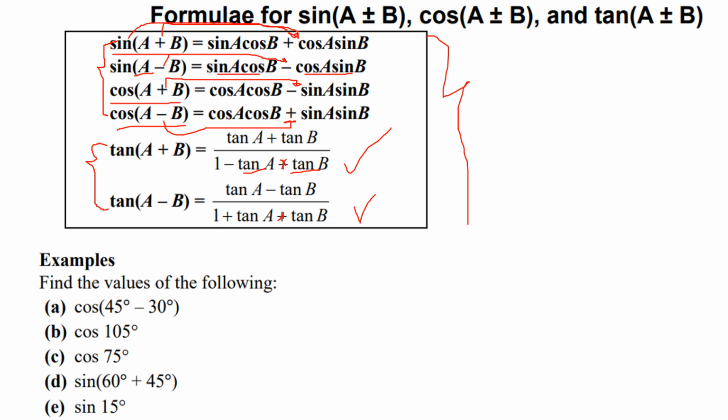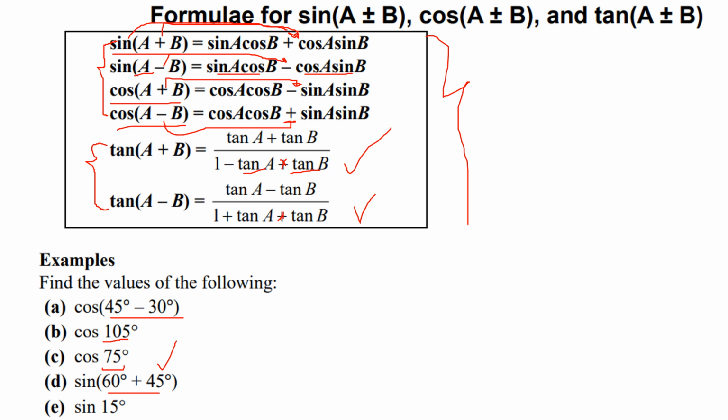Now you're seeing the examples. Part A, we are going to be solving cos of angle 45 degrees less 30 degrees. And part B, we are going to be solving cos of 105 degrees. And part C, we shall be solving cos of 75 degrees. Then in part D, we shall go to 60 degrees plus 45 degrees. Now notice that all these expansions are in special angles. All your expansions that you are going to use must be in terms of special angles.